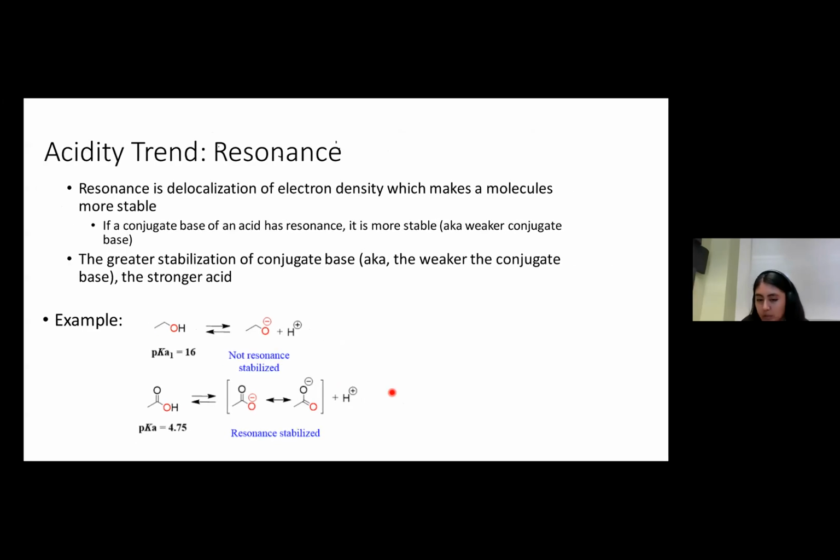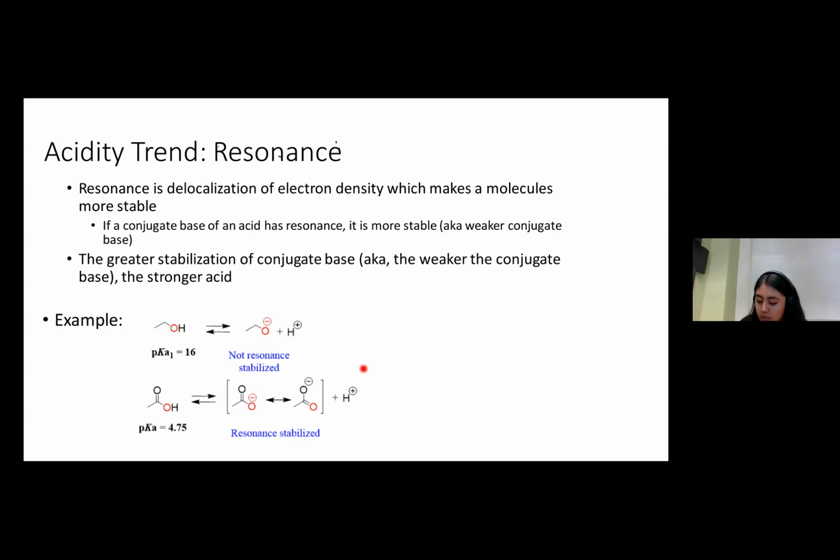And lastly, when we're talking about acidity, another thing that stabilizes these molecules is resonance. Again, we talked about how it's more favorable to delocalize electron density into more locations rather than having electrons in just one space. In this case, resonance is a delocalization of electron density to different atoms, and that makes the molecule more stable. So if it's more stable, again, it's a stronger acid.